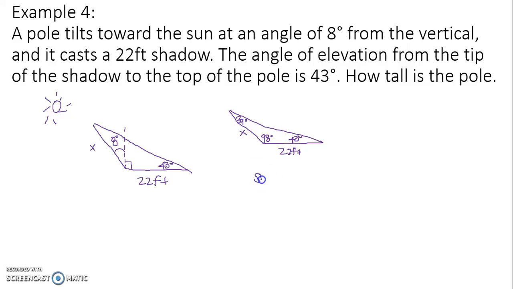So when I go to set this up, sine of my 39 degrees over the 22 feet is going to be the same as sine of, and here I'm going to use the 43 degrees because it's across from the x. And then I can cross multiply and divide, and I should get that x, or my pole, is about 23.8 feet tall.